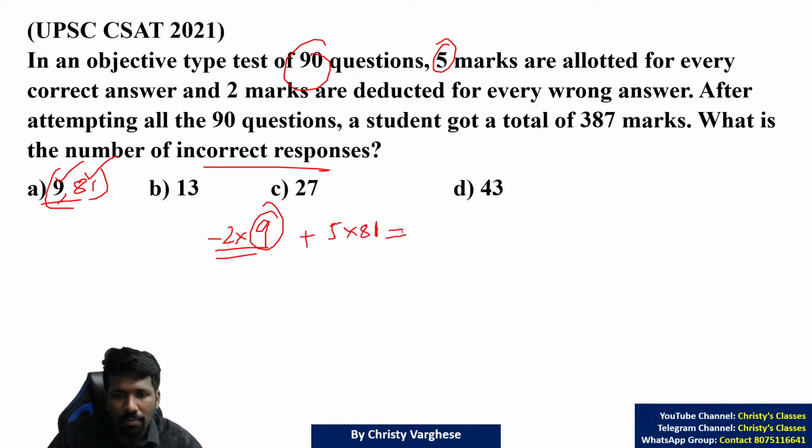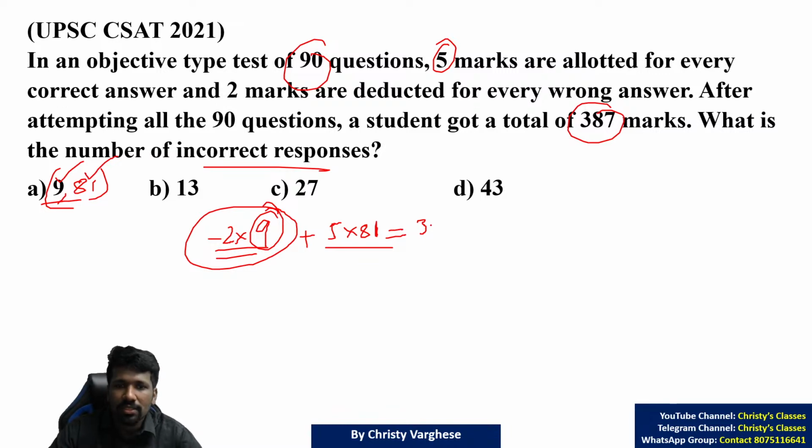Adding it up, what will you be getting? Are you getting 387? That is the question. If it is 387, option A is the answer. Let us check. 5 into 81: 5 into 80 is 400, 5 into 81 is 405. 405 minus 18 is clearly 387. So option A is the correct answer.